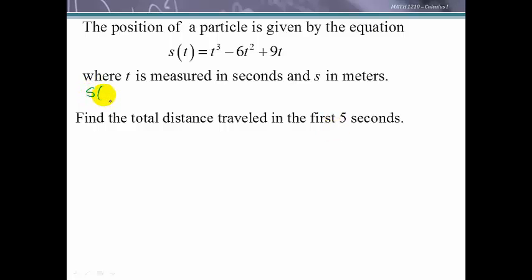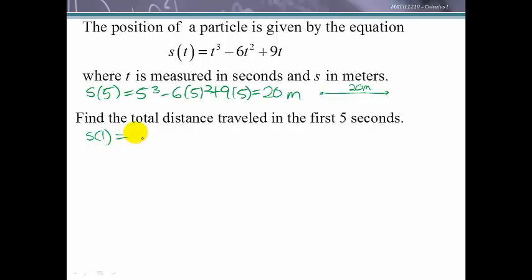So let's go ahead and see the position in 5 seconds. And that's going to be 125 minus 150 plus 45. So that's going to be 20 meters. So that's where he ends up, and traveled 20 meters there. But let's figure out the distance in 1 second. And that's going to be 4.